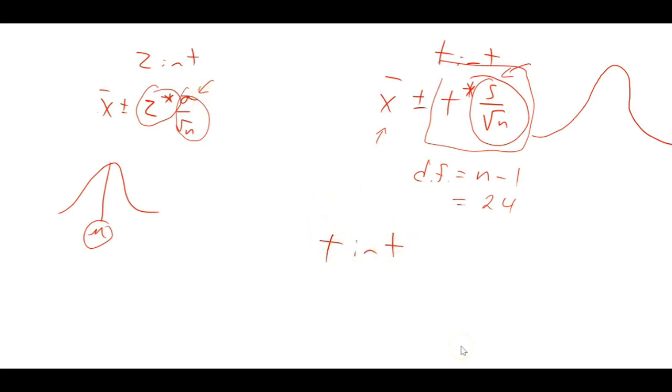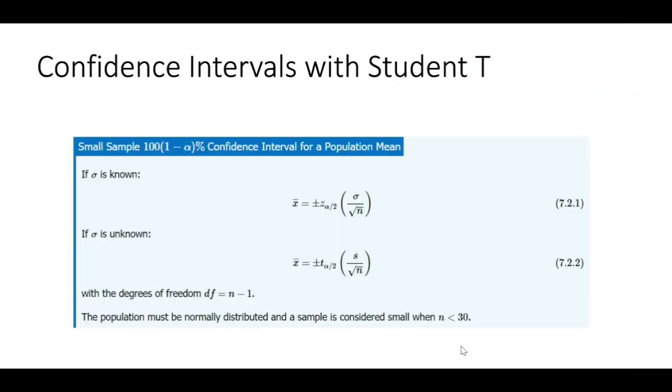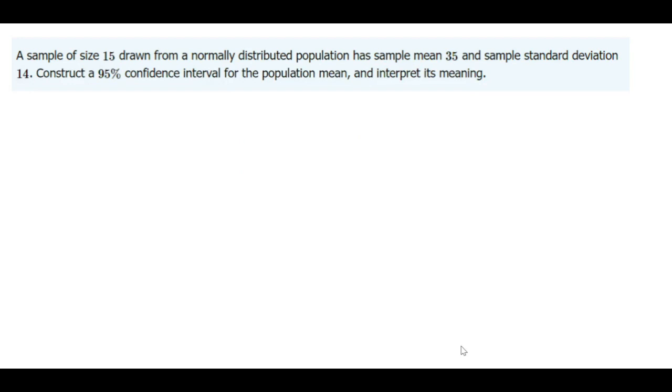So if you look on your calculator, go to stats, you'll go down until you find this time t interval because we're working on this t curve. Now let me see what problems I got here. Let's do one of these. Okay, so look at what's different this time. A sample of size 15, so there's my n. I've got a sample mean of 35, and I've got a sample standard deviation of 14. We want a 95% confidence interval.